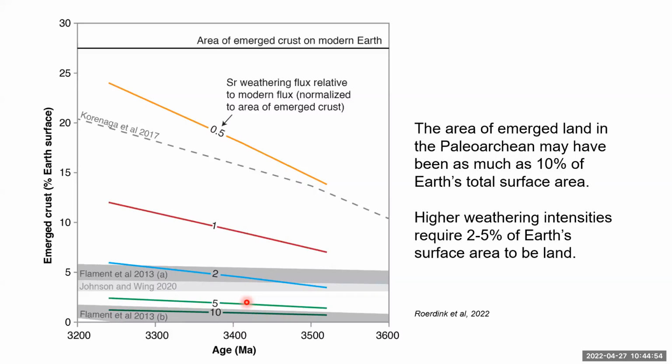So there are a lot of uncertainties here, but basically what it shows is that the previous estimates are doable with our scenario. So previous estimates of about 5% of Earth's surface being emerged crust would actually work quite okay with a slightly higher weathering intensity on the Archean Earth.